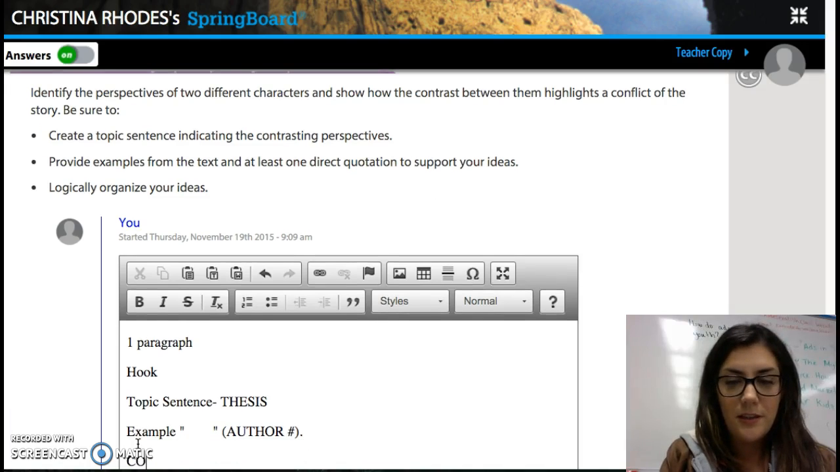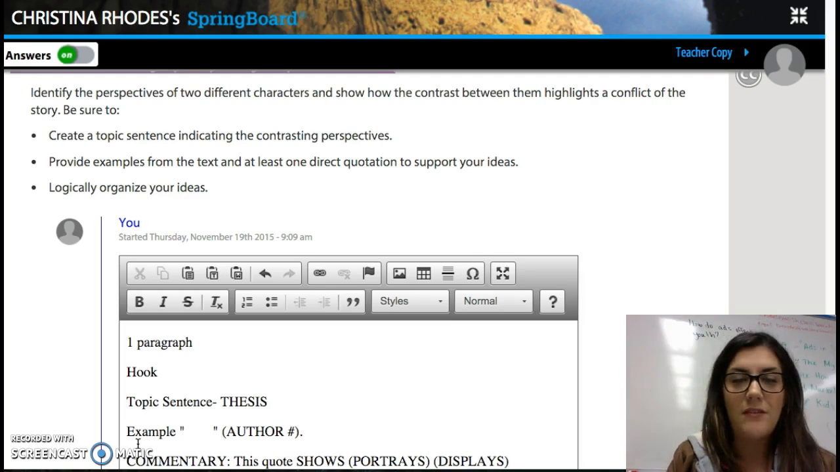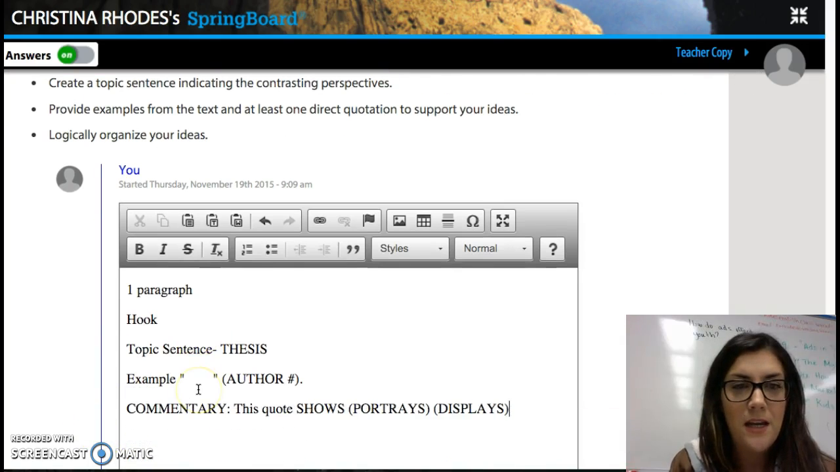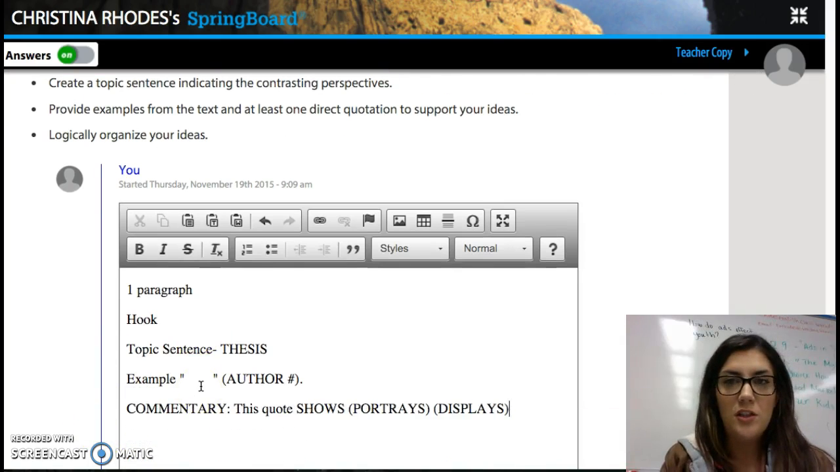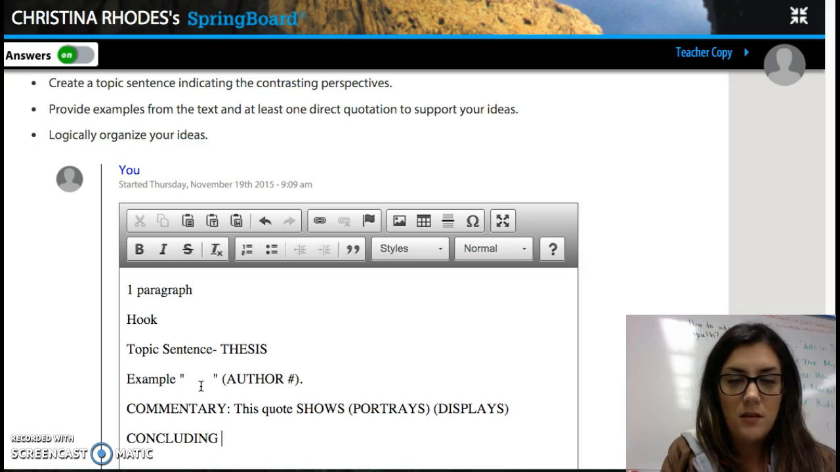Then you need commentary. Your commentary should be this quote shows or this quote portrays. You should be using your power verbs. So we could say shows. Another one could be portrays. Another one could be displays. So make sure you use a variety of power verbs as you're writing. After your commentary, you want to sum up, so have a concluding sentence. Okay, concluding sentence.